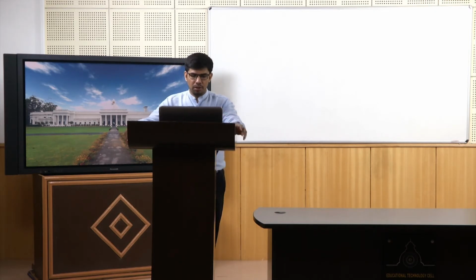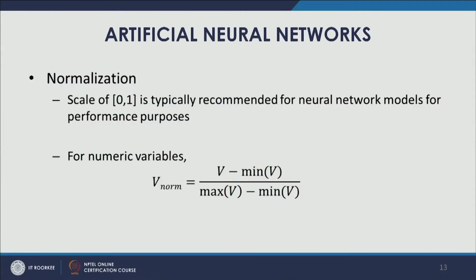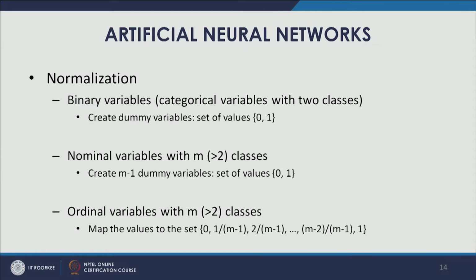How can this kind of normalization be achieved? We discussed this particular formula, V norm. To bring any variable to the 0 to 1 scale, in the numerator we subtract the minimum value of that particular variable, and then divide it by the difference of the maximum and minimum value of that variable. That will give us the values in the 0 to 1 scale.